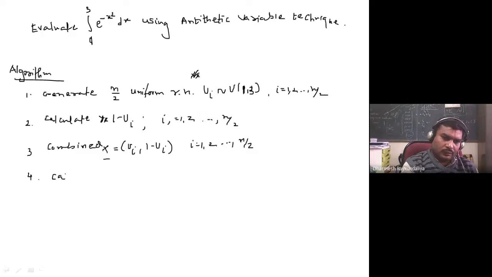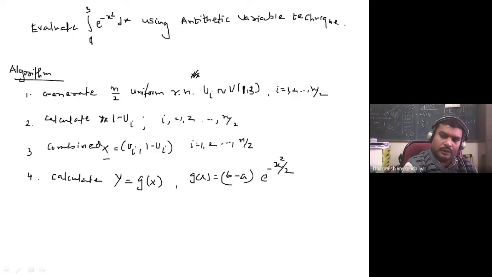calculate y equal to g of x. What is g of x in our case? g of x in our case is (b minus a) into e raised to minus x square, where a equal to 1 and b equal to 3. Why have I taken b minus a here? Because I am generating from uniform 1 to 3. If it is only the 0 to 1 range, then b equal to 1 and a equal to 0. So I just have g(x) equal to this.